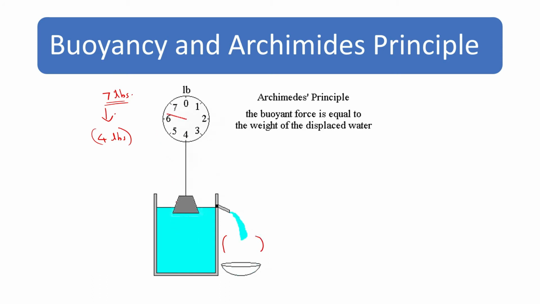So here you can see that when the weight is dipped, the weight measured is reduced to 4 pounds. That means a 3 pound weight is acting upward, which is the buoyant force. The weight is reduced because of the buoyant force. There is gravitational force and there is an upward buoyant force which is equal to the weight of the fluid displaced, that is 3 pounds of water. So this is the concept of buoyancy, and Archimedes principle is used to find the buoyant force.